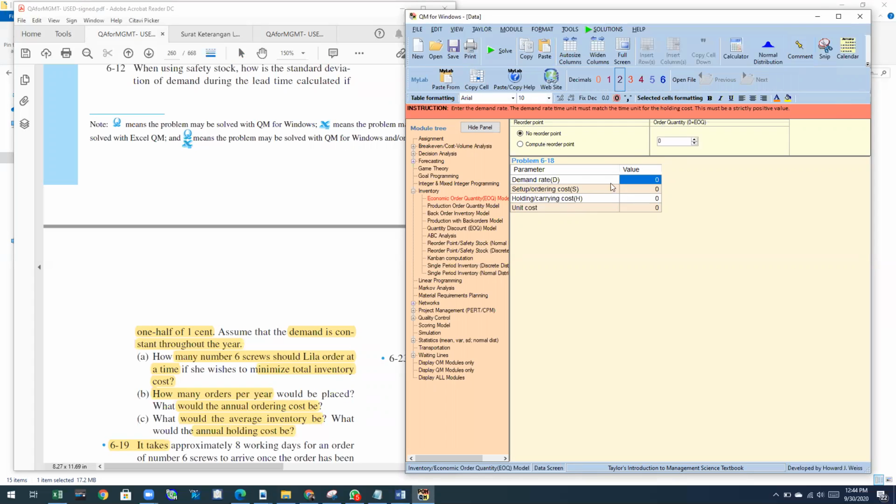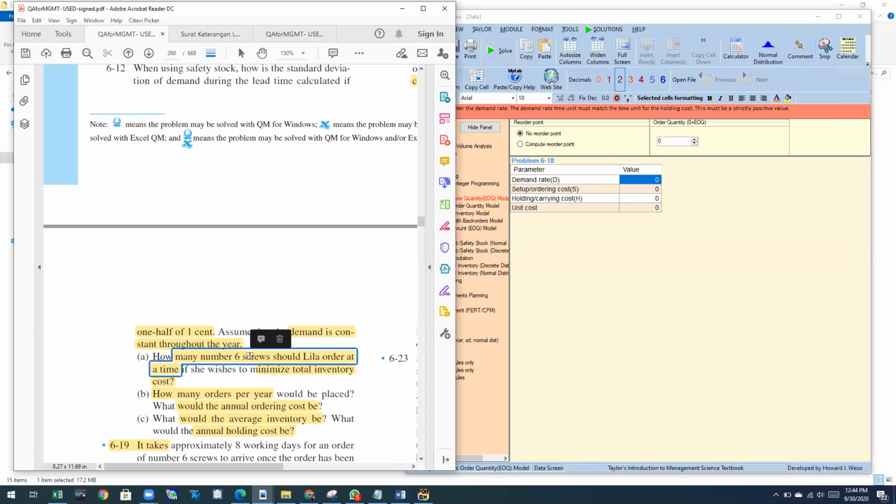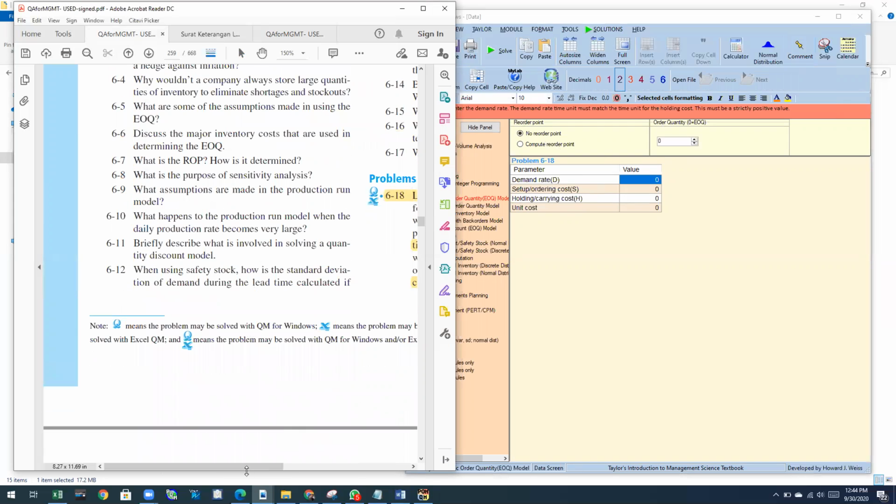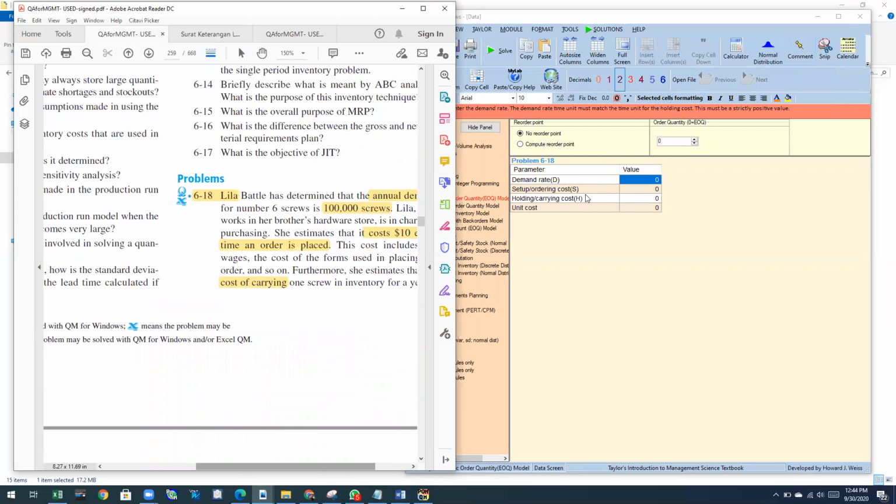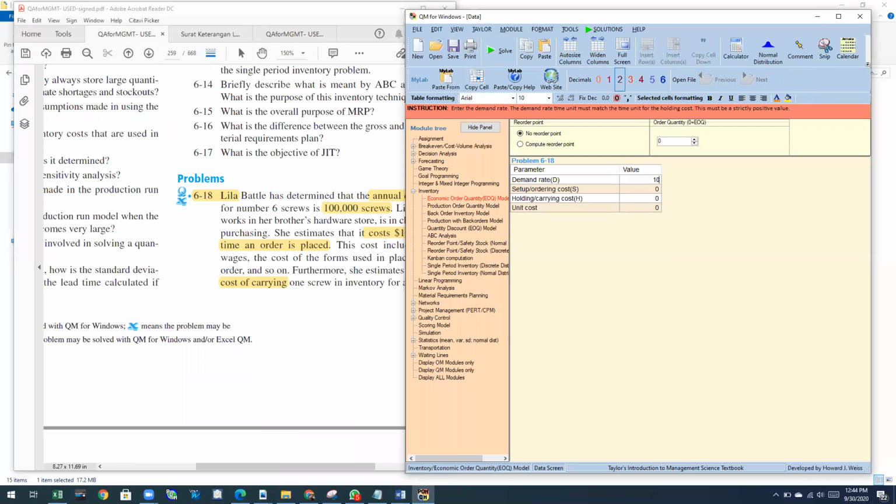Okay, and then it's gonna ask here, what is the demand rate? The demand is 100,000 a year. So we type in 100,000. Okay, what is the setup or ordering cost? It's $10.